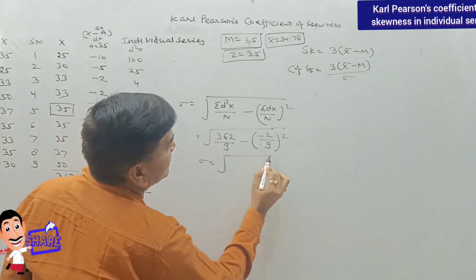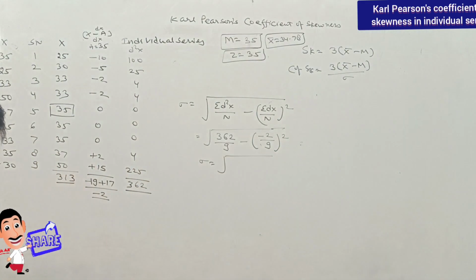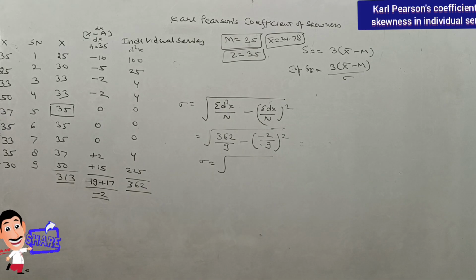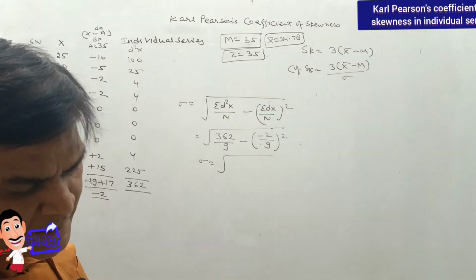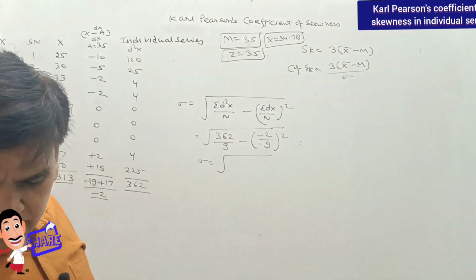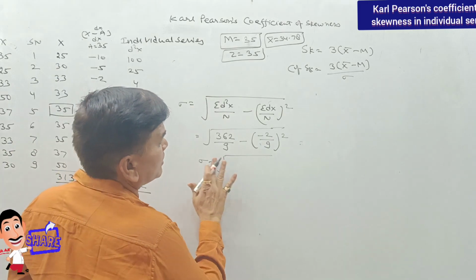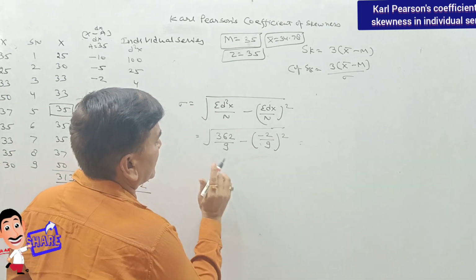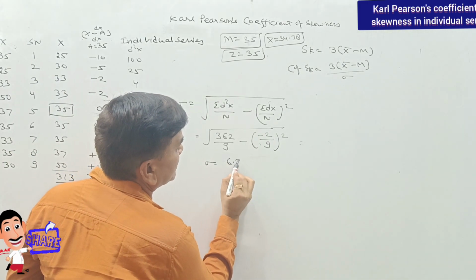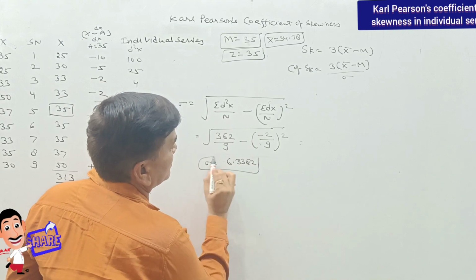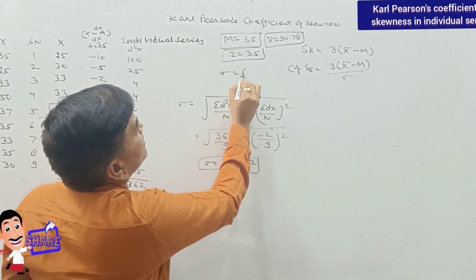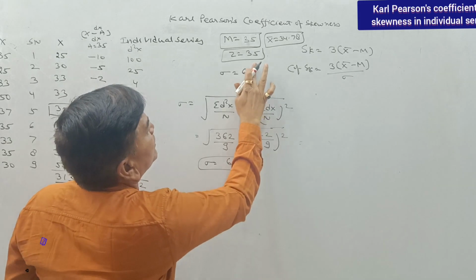So the value of standard deviation: 362 divided by 9 minus 2 divided by 9 squared, square root of that, is 6.33. So the value of standard deviation is 6.3382. So the value of standard deviation directly is 6.3382. Standard deviation is 6.3382.